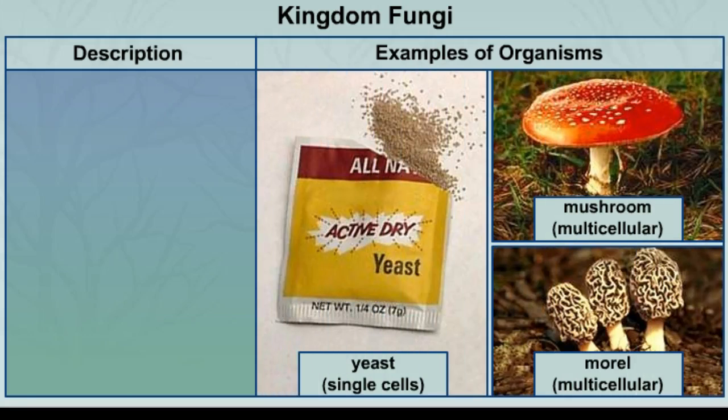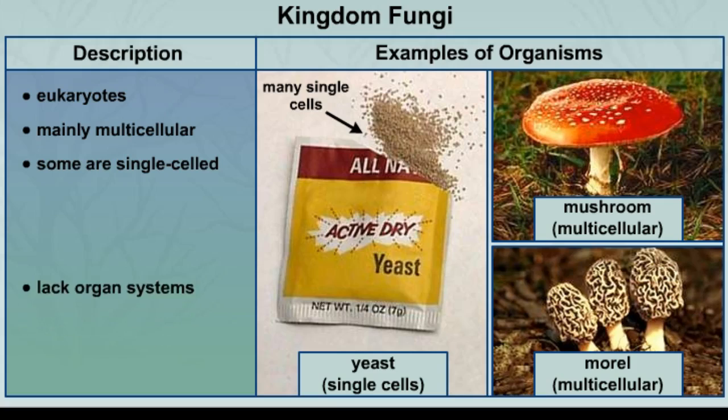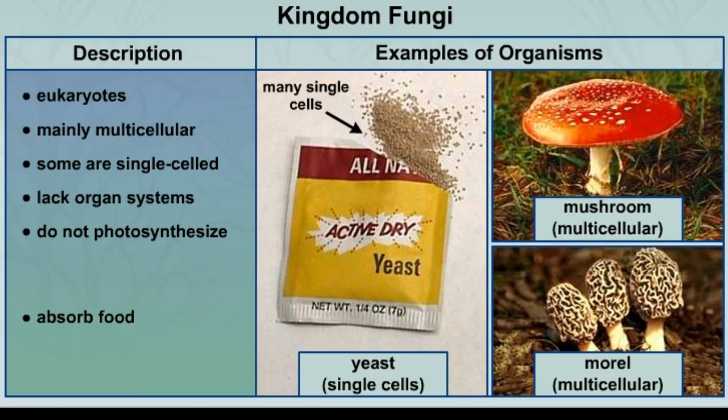Organisms in the kingdom Fungi are all eukaryotes. They are mainly multicellular. However, some are single-celled. Like protists, fungi lack organ systems. They do not photosynthesize. They absorb the food they need.